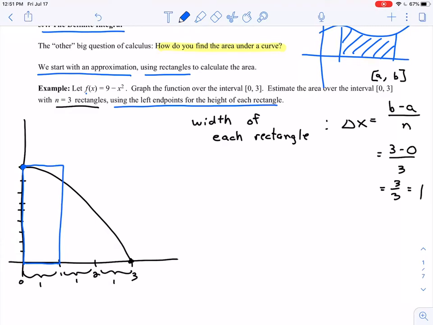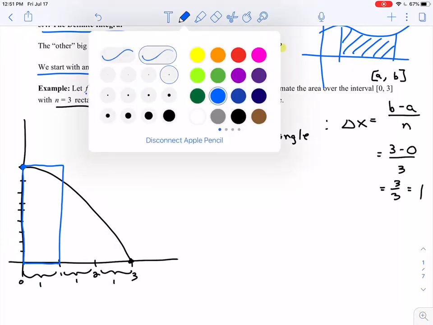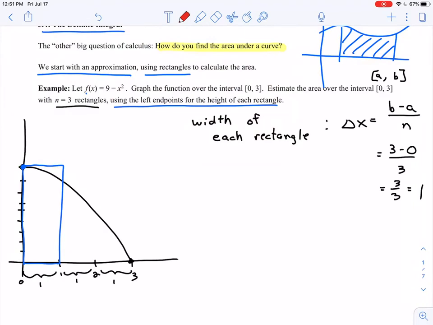But here, this is just a good start. I just want to draw in the rectangles to get an idea of what we're doing. And then I'd say, okay, that's a pretty good approximation. Now I'm going to move on to the subinterval 1 to 2, and again, keeping in mind we're using left endpoints here. So the left endpoint of 1 right here will determine the height of my next rectangle over that interval from 1 to 2. And there's my rectangle. Let's see if I can draw that in a little bit better. There we go. There's my rectangle.